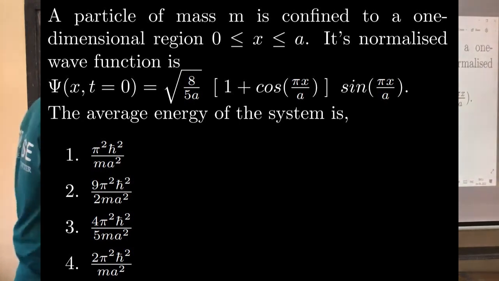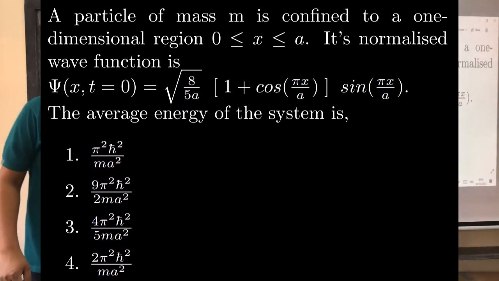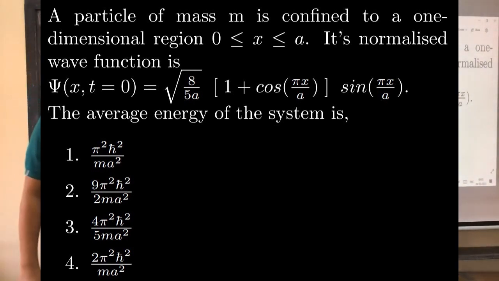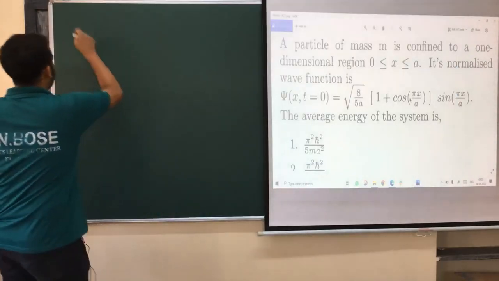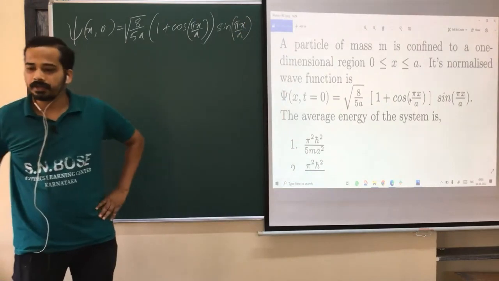Now this is a problem which was asked in one of the CSIR-NET exams. I think you might have seen it, isn't it? A particle of mass m is confined to a one-dimensional region from 0 to a. It's a particle in a box from 0 to a. Its normalized wave function is given like this. What is the average energy of the system?